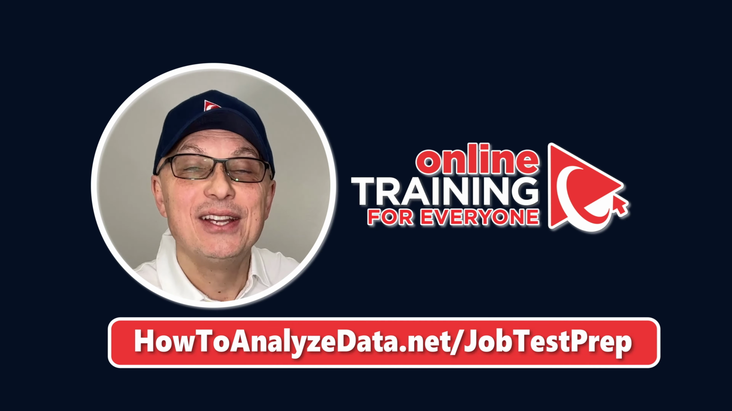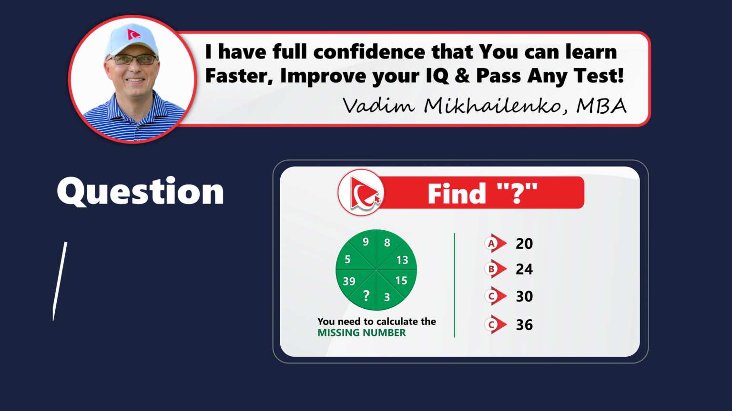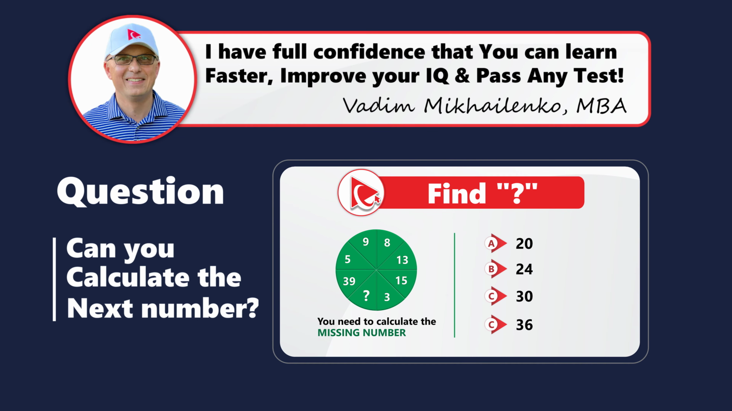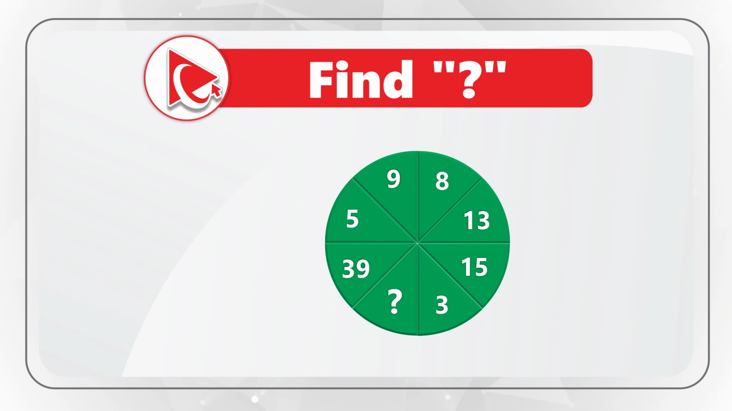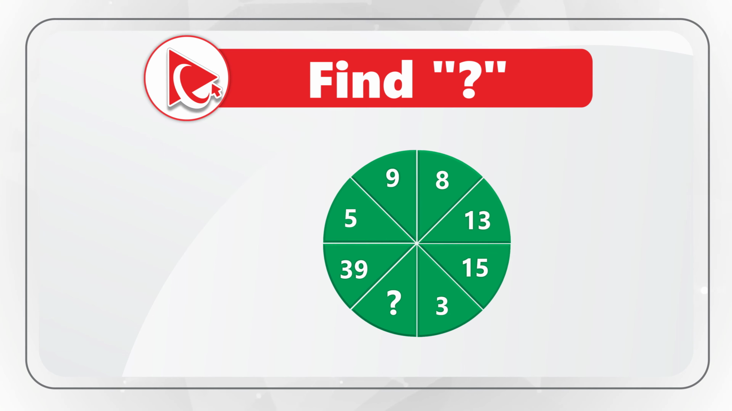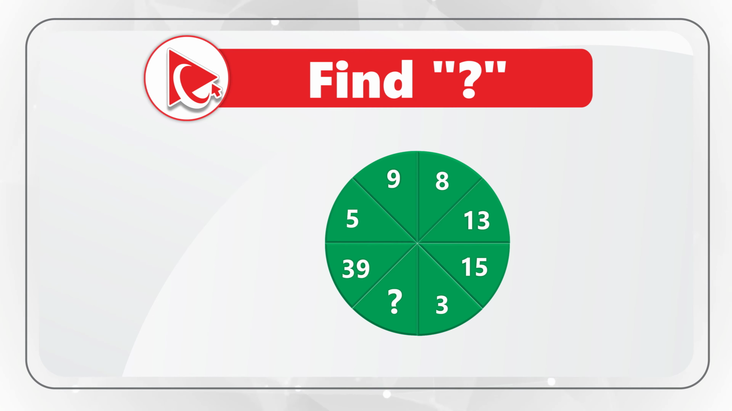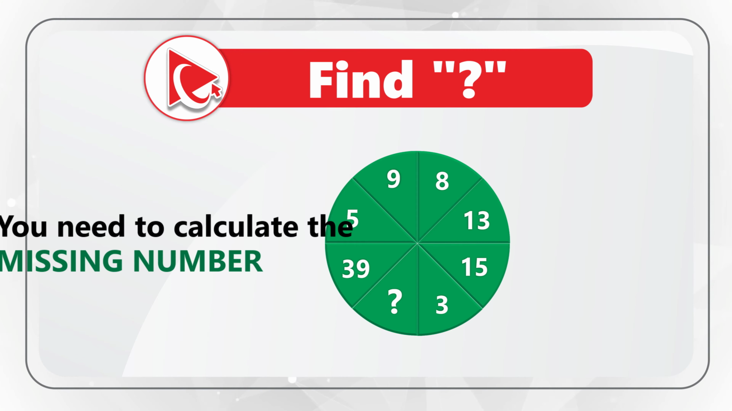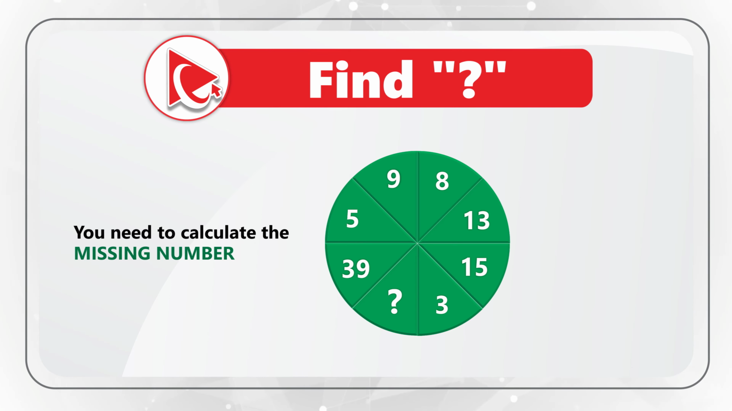And now let's continue to get you ready for the assessment test. Here's the problem some people might find challenging, but in reality, it's very easy to solve. You're presented with the circle broken down into 8 sections. In each section, there is a number, and in one section, a number is missing, and you need to calculate the missing number. If we start with the 8 o'clock, the numbers that are present are 39, 5, 9, 8, 13, 15, 3, and then comes the missing number.